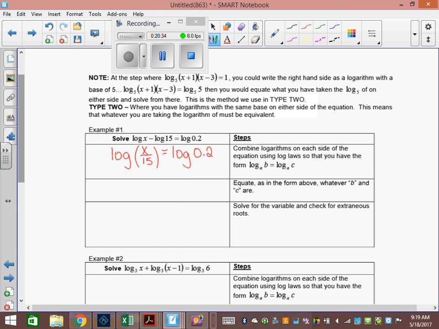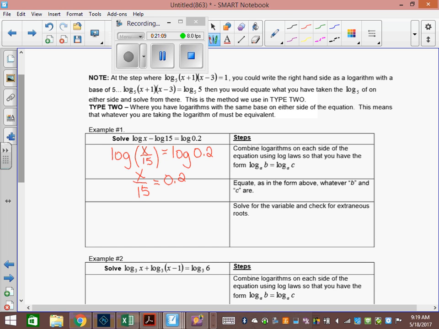So if this is log base 10 and this is log base 10, what must this and this be then? If these are the exact same logs, and I have log something equals log something, what can I say about the somethings? They're the same. So after this step, what can I do? Just take those somethings and set them equal to each other. Because this has to be equal to this. This x over 15 has to be equal to 0.2.